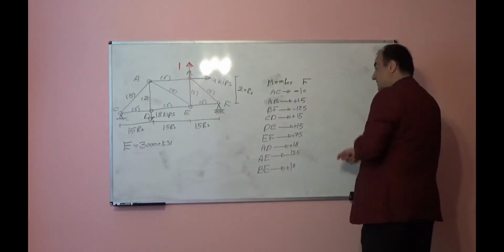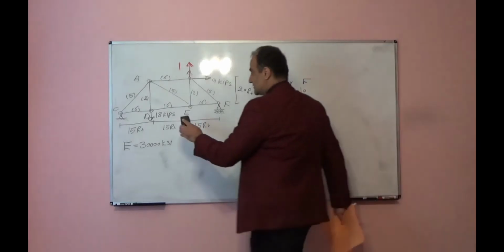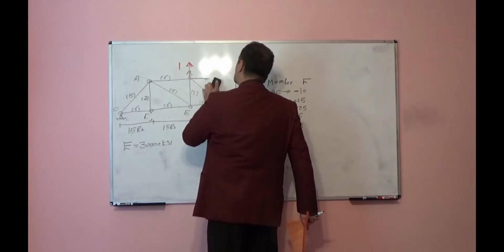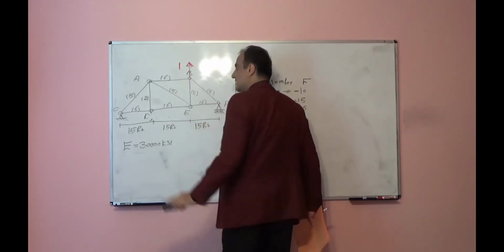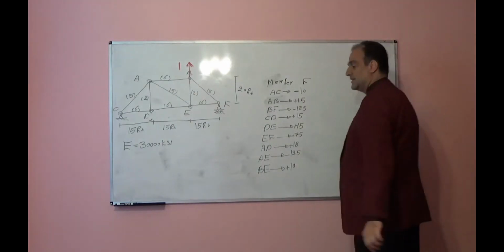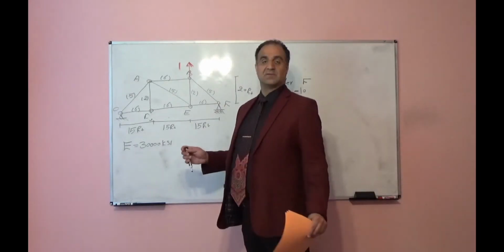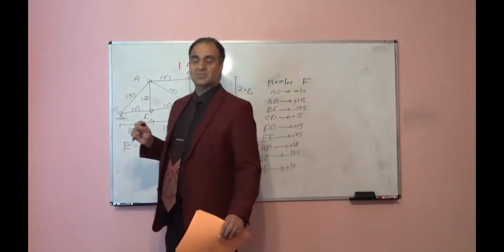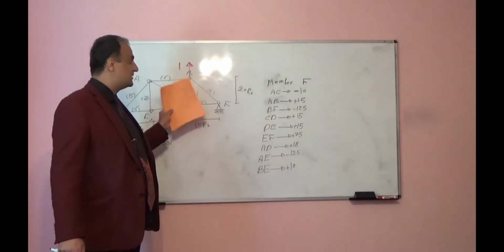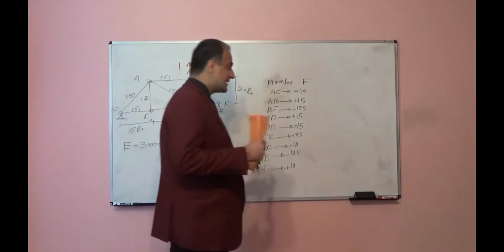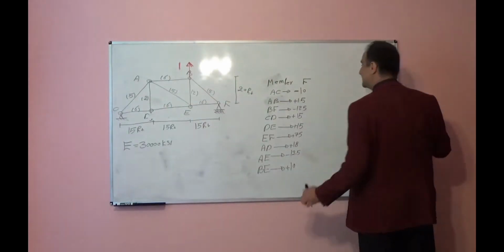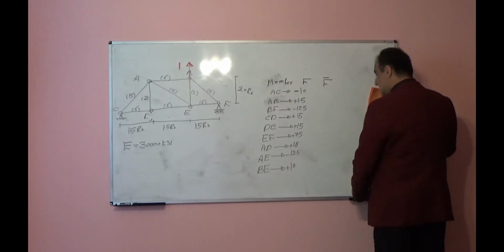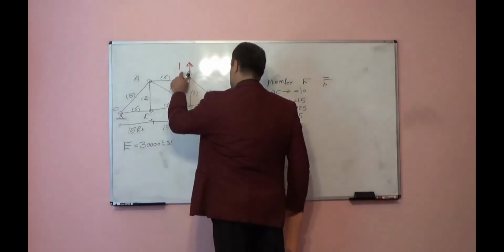So next step, you will remove the external real loads. For the same truss, you will apply a unit load at the joint of interest, at that joint where you want to find deflection, and in the direction you want to find deflection. Here we want to find deflection at point B in the vertical direction. I will apply unit load 1 at point B in the vertical direction. Again, I will find reactions and internal forces in all members under this virtual unit load.